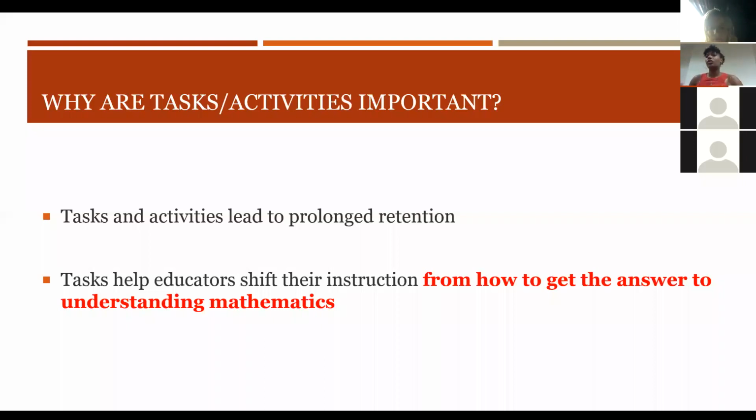But when you engage students with meaningful tasks, that shift stops from how to get an answer to understanding what you're doing, the connections that are being made, the concepts that are being engaged, the reasoning skills that are there. And that actually leads to what we like to call numeracy, which is a very, very employable asset for adults to have.